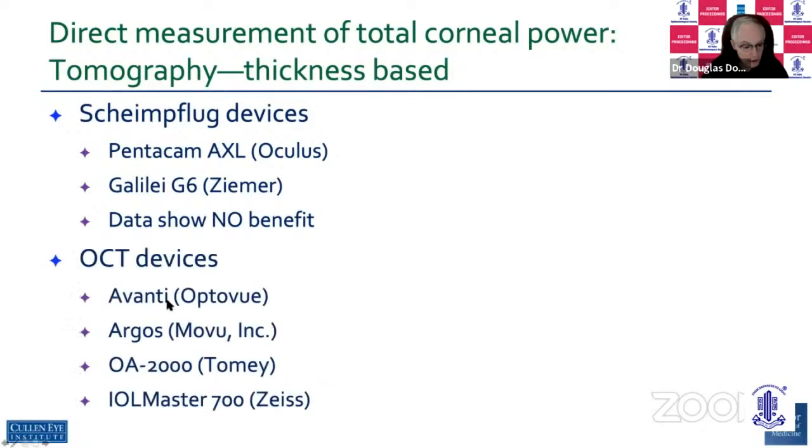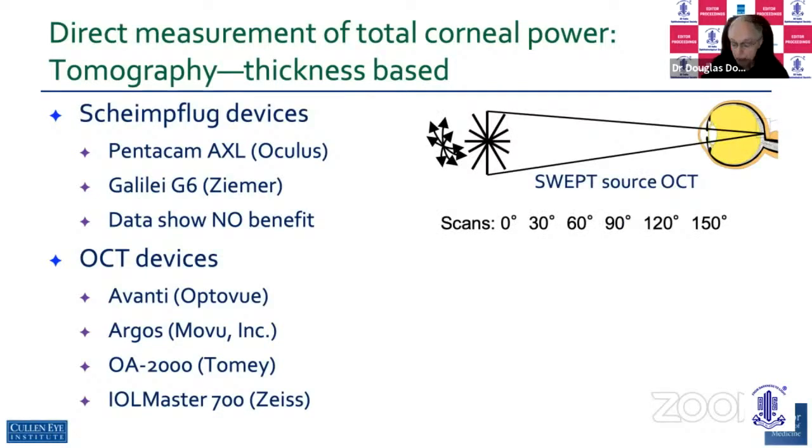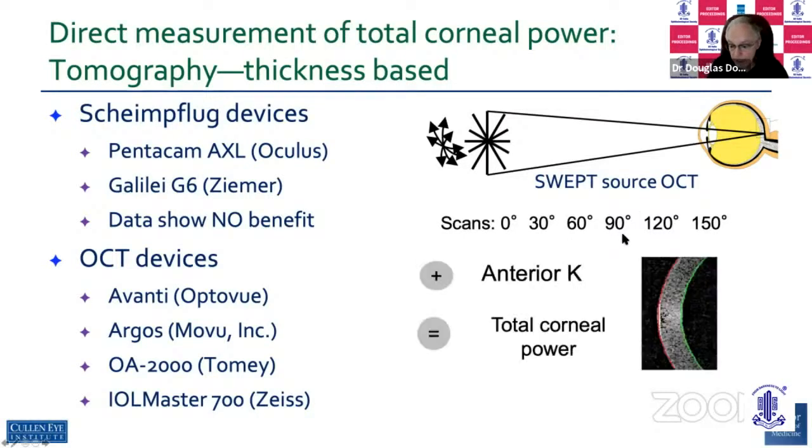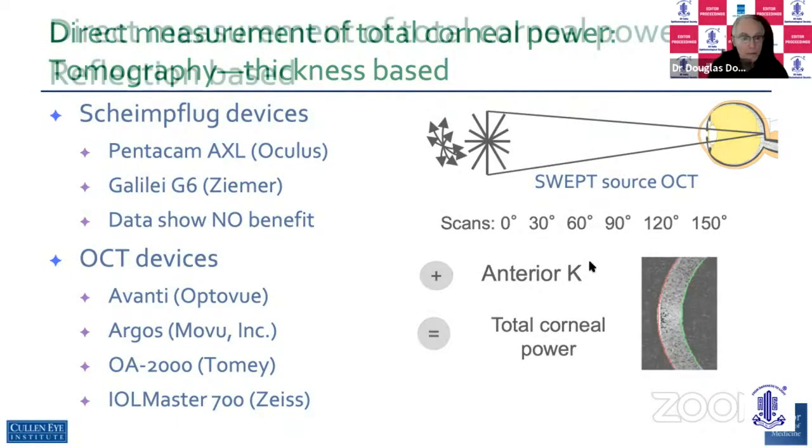OCT devices, we have many of them now, the swept-source OCT devices that are measuring the posterior corneal curvature, and I'm really going to be interested to see what the Anterion does because of its measuring so many different meridians. It's going to be really exciting to see what it comes up with. And we already heard that the IOLMaster 700 measures at 6 meridians, and it adds the total corneal thickness to the anterior corneal curvature in order to get total corneal power.